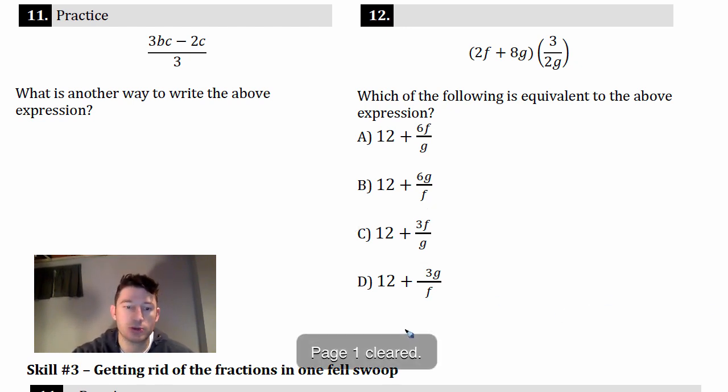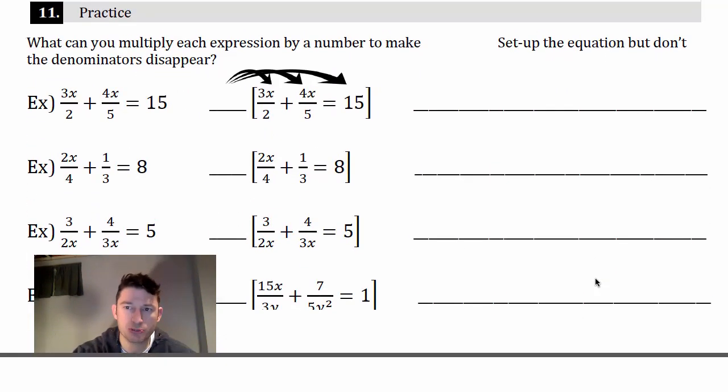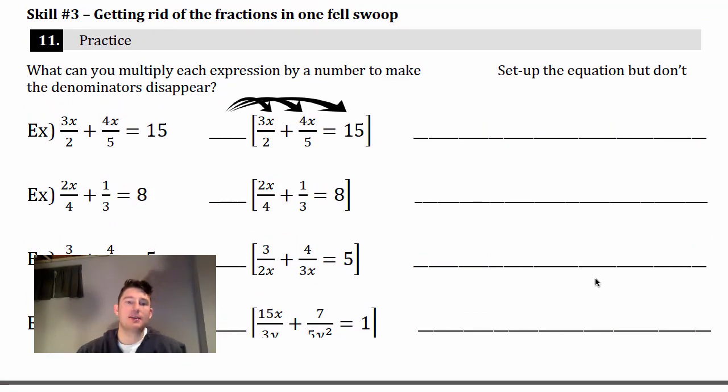So the next strategy we'll look at is getting rid of fractions in one fell swoop. What the heck does that mean? Well, I got a bunch of practice problems here, but the idea is sometimes you don't want to find a common denominator. You want to get a number that you can multiply the entire equation by to get rid of all the denominators. So here's the example. 3x over 2 plus 4x over 5 equals 15. You don't want to do the whole common denominator thing. You could just say to yourself, I'm going to multiply the whole equation by a number. In that case, the number is going to be 10.